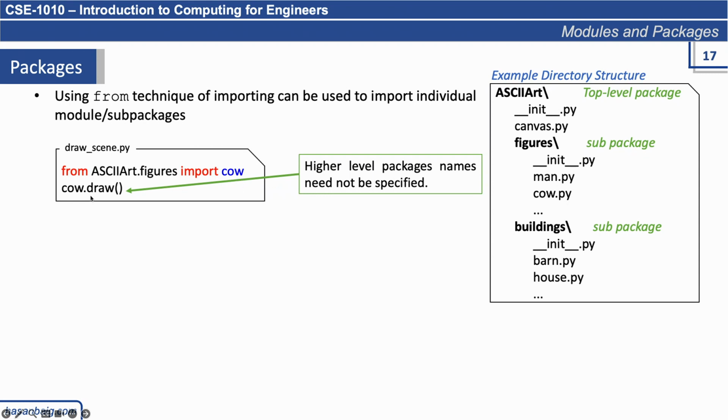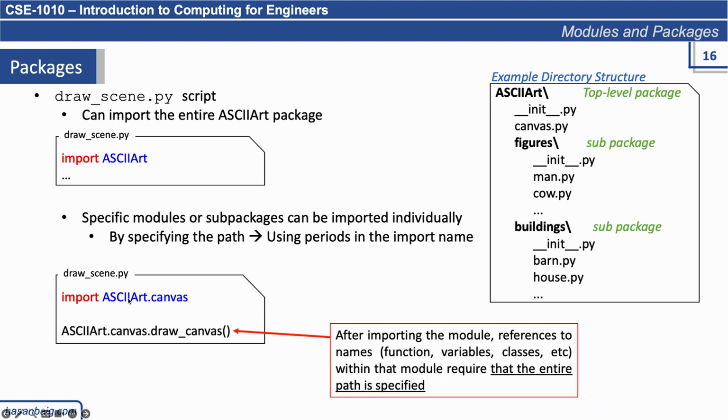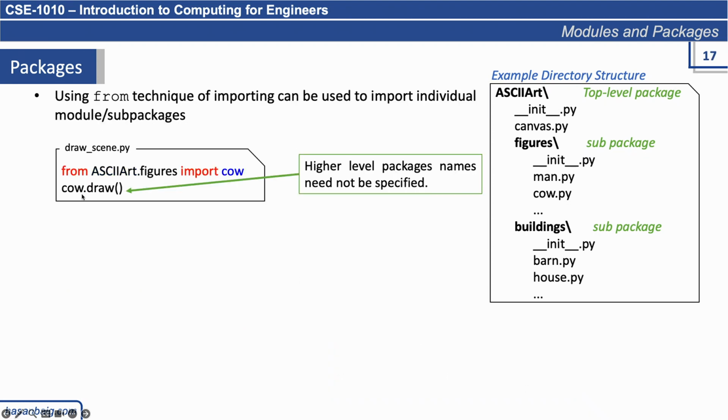Okay? So higher level package names need not be specified here, because we have already specified that we are importing cow from this. So we do not need to specify skart.figures.cow. In the previous case, you see we had skart.canvas. If you would be writing skart.figures.cow, only then would you have to specify the entire path in order to call the draw function here. But when you are using the from method from this directory, import cow, then you only need to specify the file and its associated method that is defined inside it. Okay? Great.